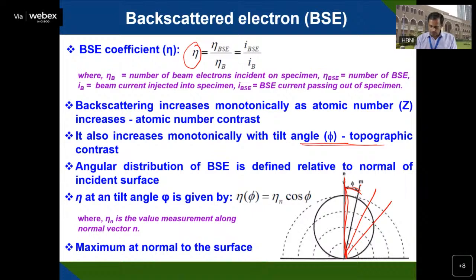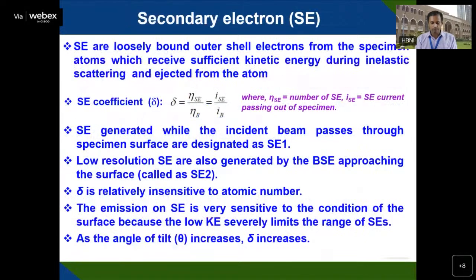So the maximum is at the normal to the surface, directly normal to the surface, where you can see the maximum backscattered electron generation. Similarly, in the case of secondary electrons, the specimen has loosely bound outer shell electrons. The incoming electron will get absorbed and it will knock out another electron, and that will come out as a secondary electron. So here mostly the loosely bound outer shell electrons of the specimen come out as secondary electrons.